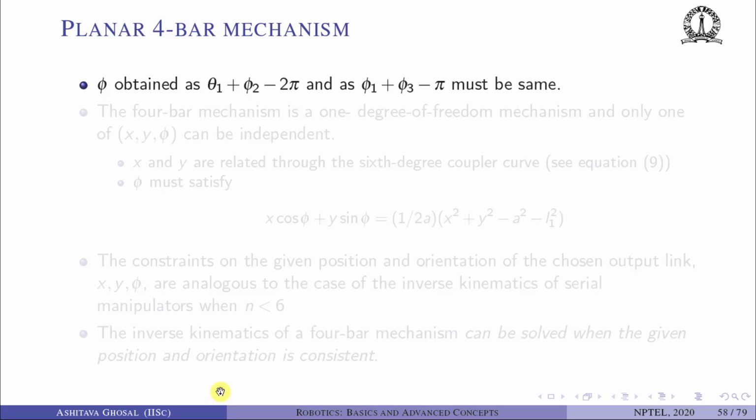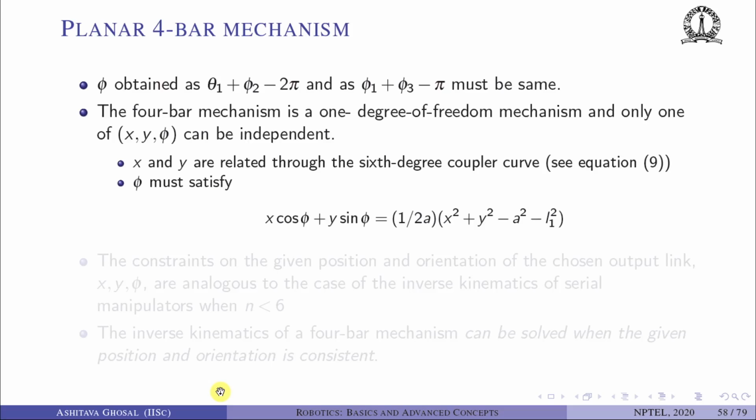Again, phi 1 is obtained as theta 1 plus phi 2 minus 2 pi, and phi 1 plus phi 3 minus pi must be the same. If you think about it, whether you obtain it from this side or from the other side, both must be the same. The 4-bar mechanism is a 1 degree of freedom mechanism, and only one of x, y, or phi can be independent. So we need to make sure that x and y are related through the 6-degree coupler curve, and phi must satisfy x cos phi plus y sin phi as given by this.